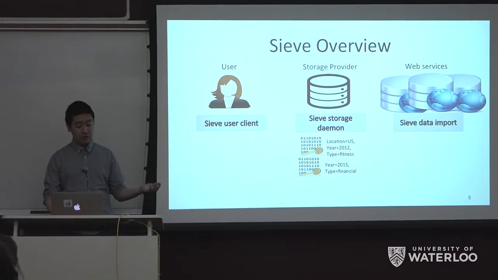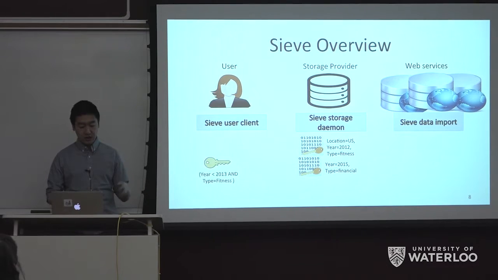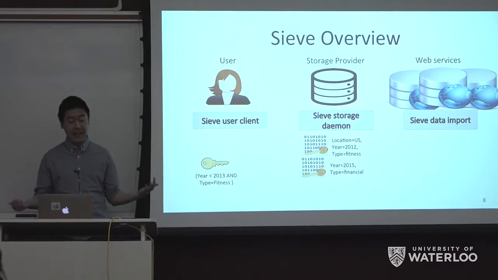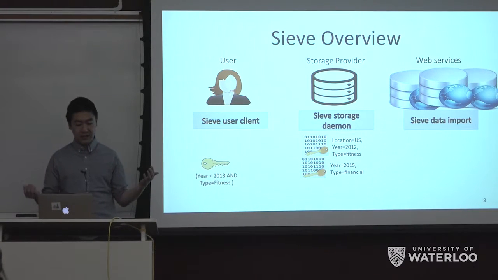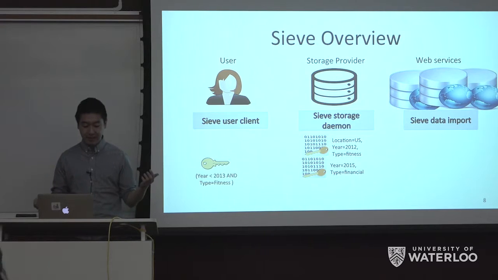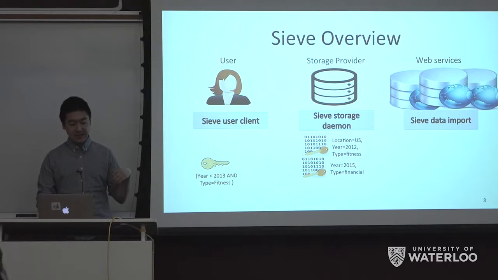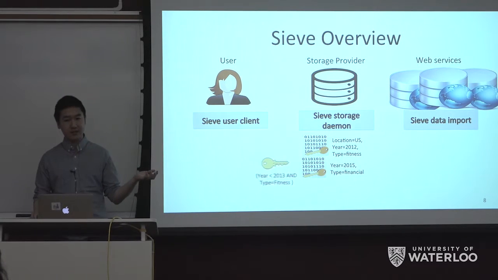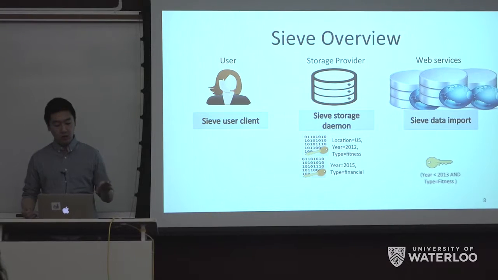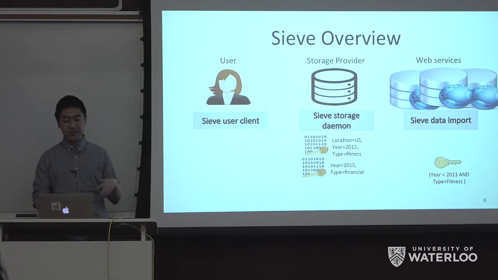So when the user first visits a web service, she generates a decryption key that corresponds to a policy on the types of the data the service can access. For example, year is less than 2013 and type equals fitness, and gives this key to the web service. So later in this talk, we'll also show how we can revoke a web service's access after you granted it.